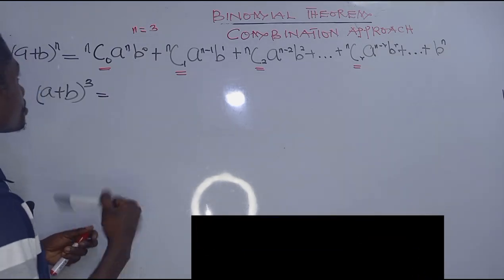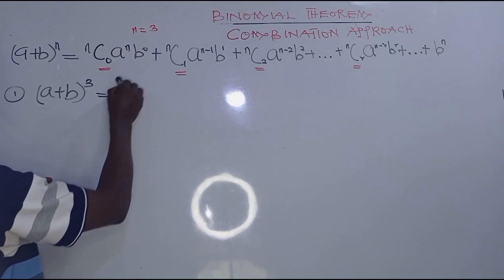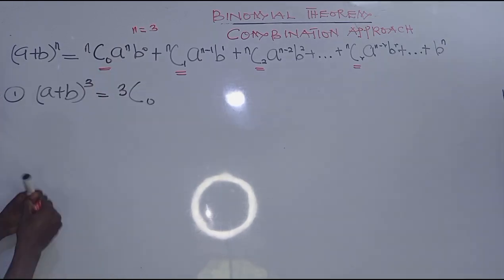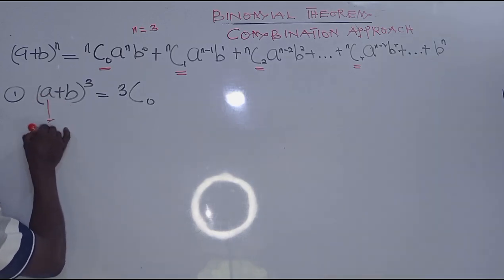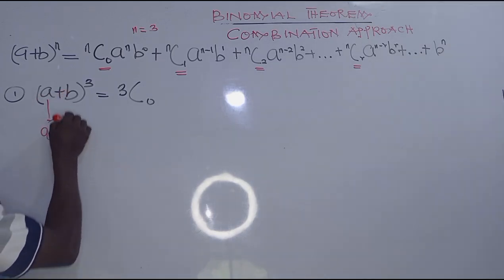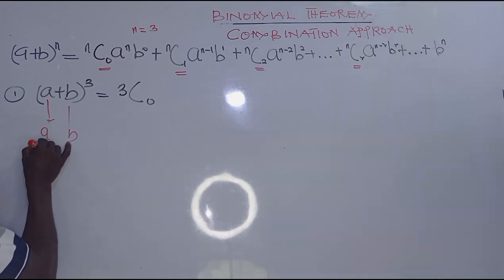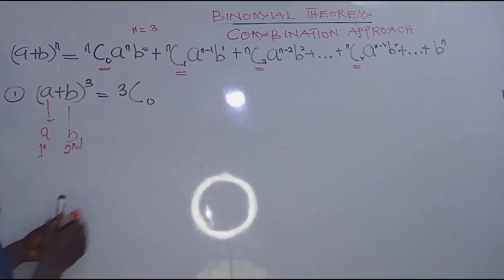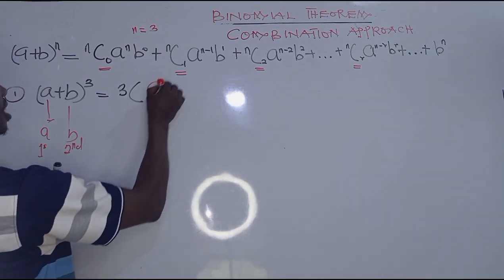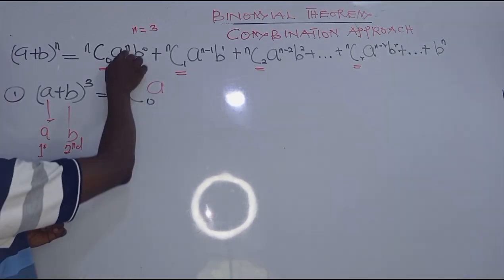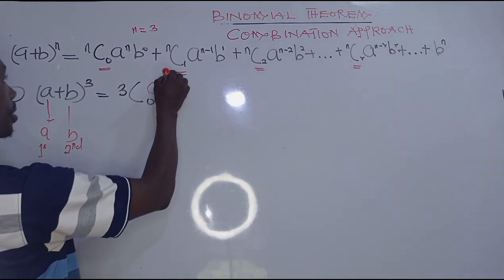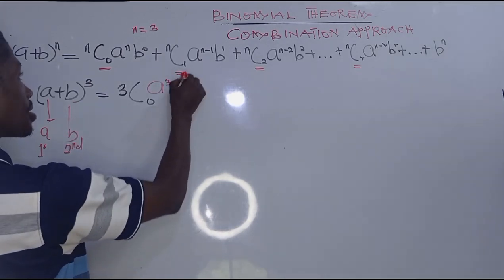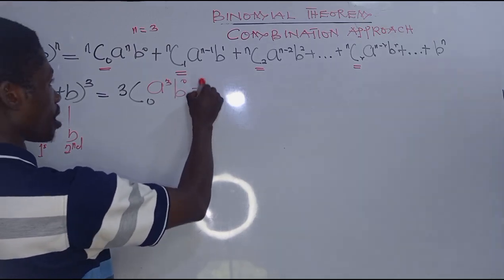So we have 3 combination 0. Our first term is A. Our second term is B. So this is the first term, and this is the second term. So we have A raised to the power n, so n is 3. And then our second term B raised to the power 0. We have our plus.